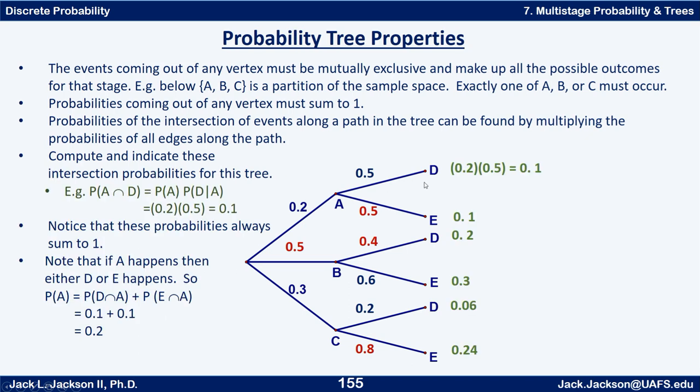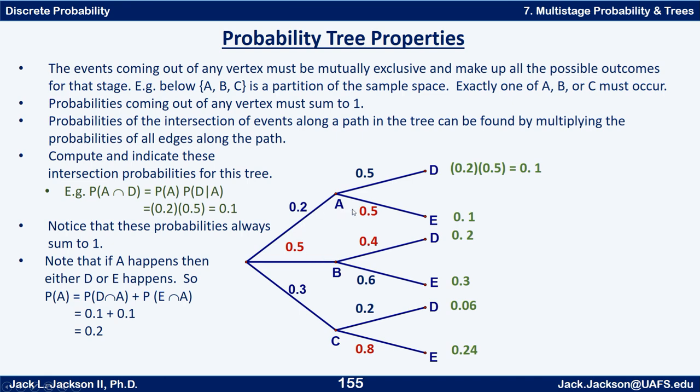Well, hopefully you remember that all you have to do to find the probability at the end is multiply the probabilities along the path. So we're using, for example, probability of A intersect D is probability of A times probability of D given A. That comes from our definition of conditional probability we did just a little bit earlier. So probability of A is 0.2, probability of D given A is 0.5. That multiplies together to be 0.1. In other words, you just multiply these two probabilities to get the one at the end.